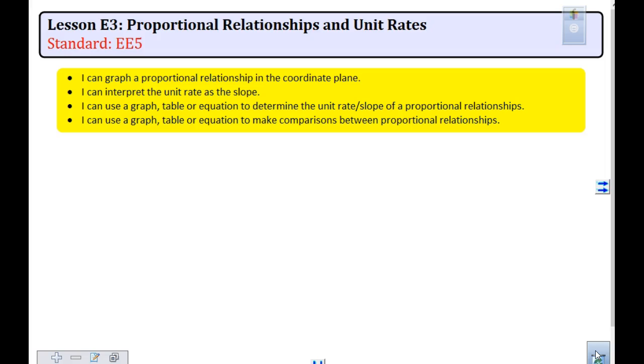Proportional relationships and unit rates. So, we've already talked about what our proportional relationships are. I appreciate you trying to get us off topic, but we're going to keep going. We're going to interpret our unit rate as a slope. We're going to keep using the graph and tables to determine what that unit rate or slope is as we look at these different relationships. Is everyone here on E3?